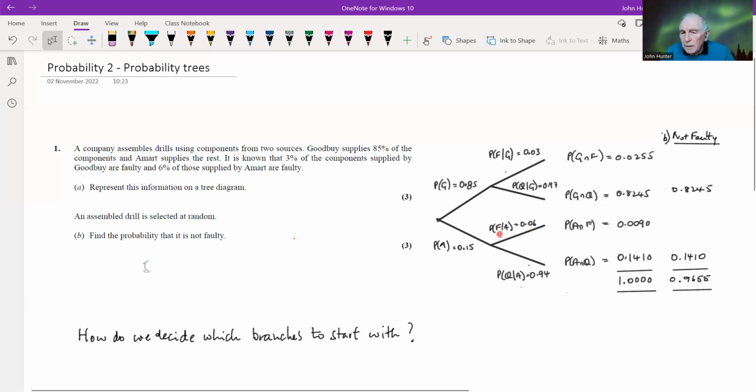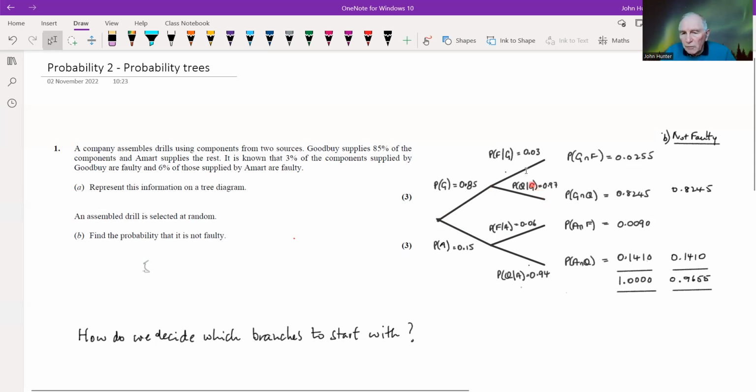So the probability of it being faulty is dependent on whether it's Goodbye or Amart. However, given that it's Goodbye, the probability of it being faulty or quality is actually independent. So this event and this event, as are this event and this event, are therefore independent.